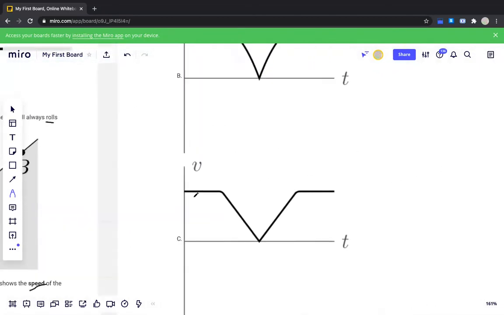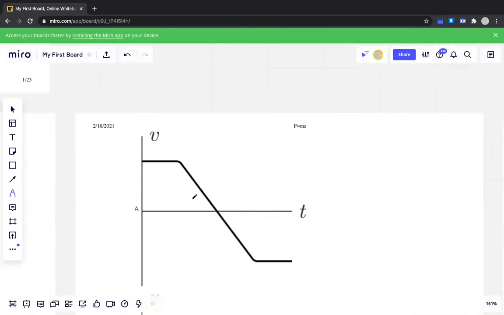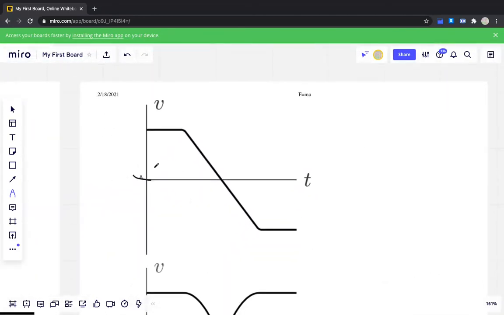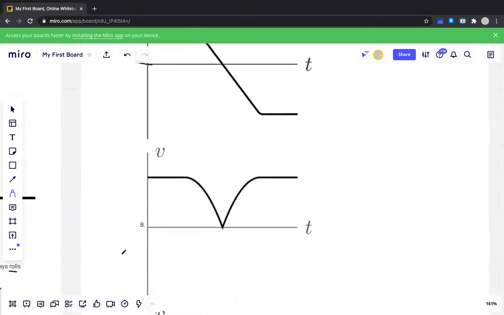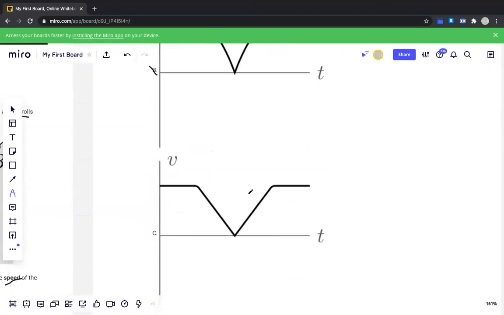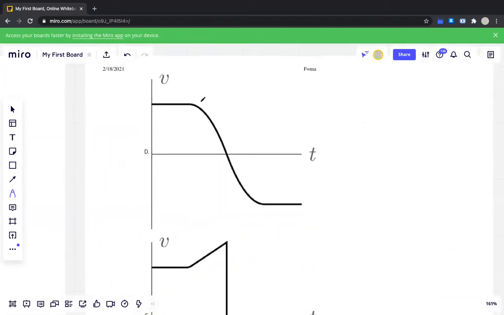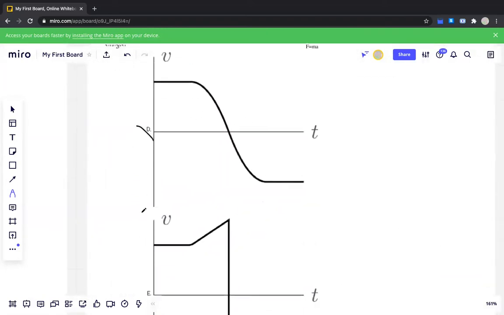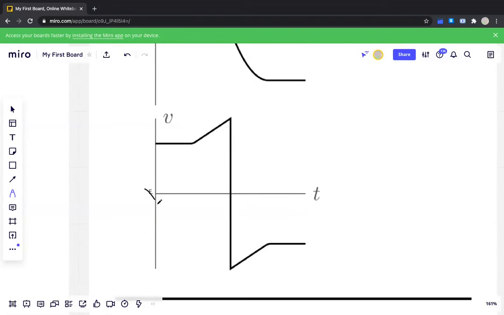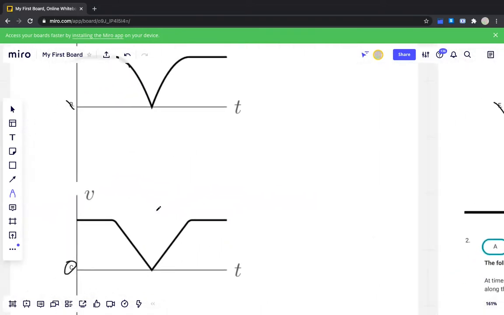So if we look at all of the following graphs to find the most similar, A does not work because it goes into the negative side. B does not work because it's curved. It has to be linear. C looks like the graph that we drew. So let's check the other ones as well. D doesn't work because it's negative, and neither does E because it's negative. So that means our answer must be C.